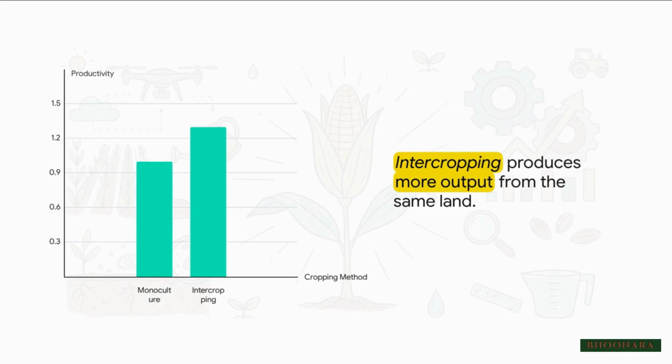What does that mean for you? It means you are generating 30% more total output from the exact same plot of dirt than if you grew either of those crops completely alone. You are just using your available sunlight, water, and nutrients so much more efficiently.